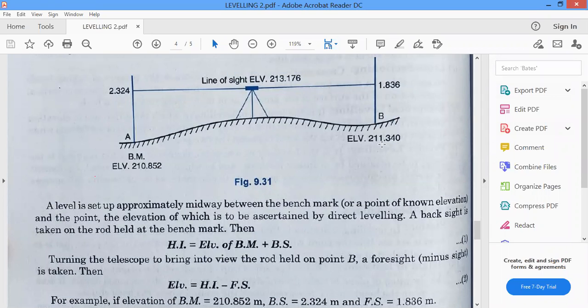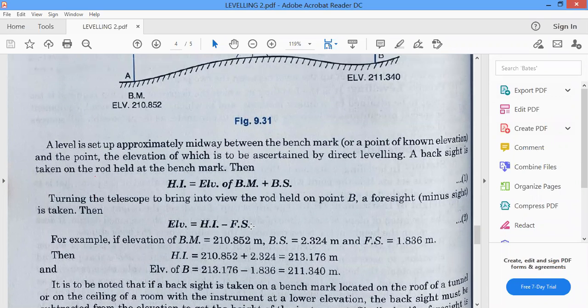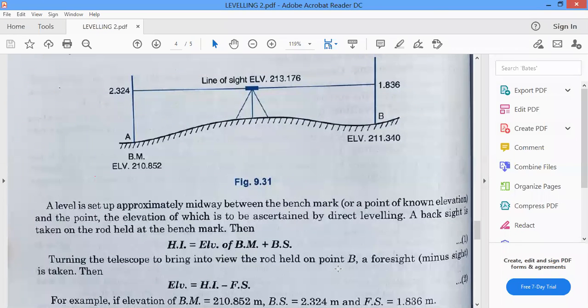So the level of point B, the elevation or RL, is height of the instrument minus foresight. Height of the instrument minus foresight, so you get it as 211.340 meters. So this is how you should calculate the levels of points with respect to datum or with respect to benchmark.